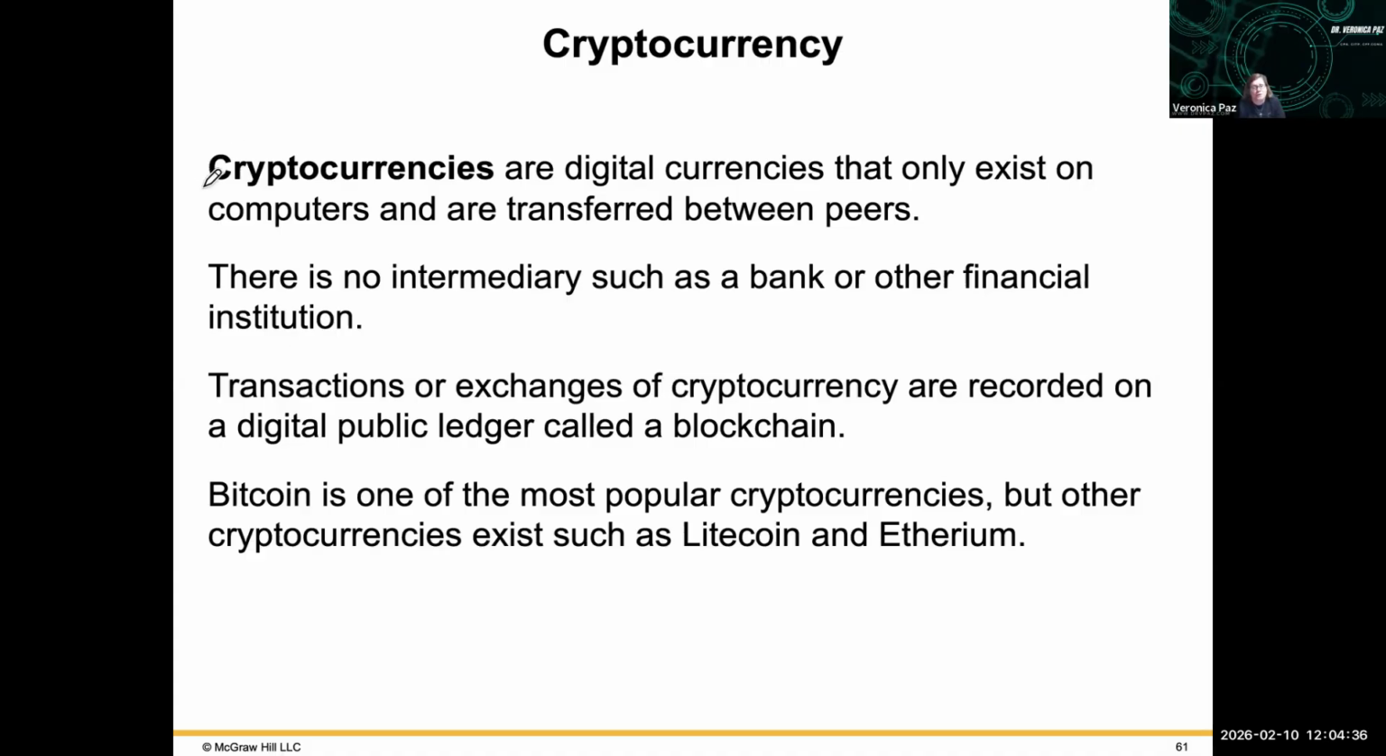Then we have cryptocurrencies, which are digital currencies that exist between computers and are transferred between people. There is no intermediary such as a bank or a financial institution. They're recorded in a digital public ledger that is called the blockchain. Bitcoin is probably the most popular, but then we have these others as well. And I think I put that in your lesson also.